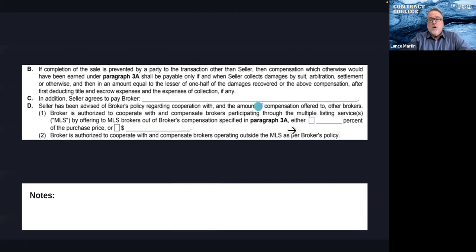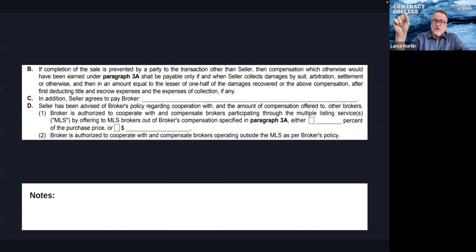But if you say you're offering a 3% commission here, you better offer a 3% commission to the MLS. You just can't say, oh yeah, I'm going to tell them I'm going to do this, but then over here, I'm going to offer less. Number one, that's dishonest and you're just defrauding your client in theory. Even though the dollar amount itself is the same, you can't do that.